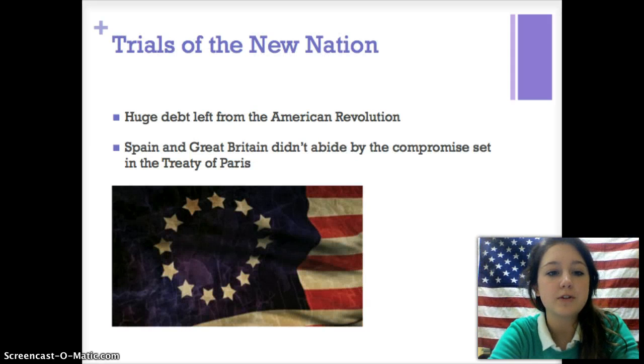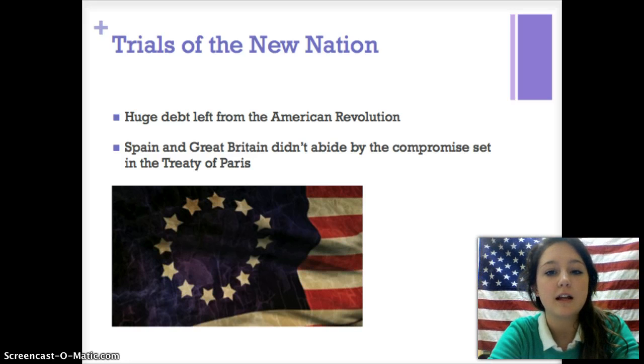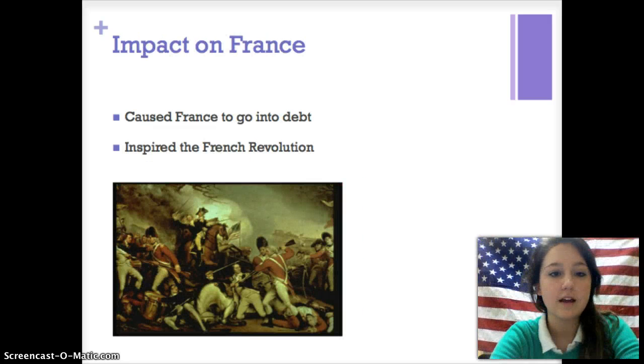After the American Revolution, there were several trials of the new nation. The economy became highly inflated. A huge debt was left after the American Revolution. After the Treaty of Paris, Spain did not recognize America's new borders, and Great Britain continued to have forts in the new nation.